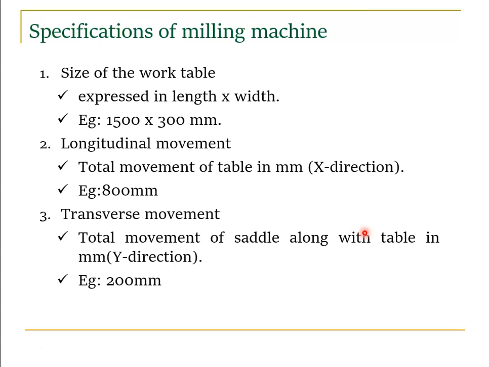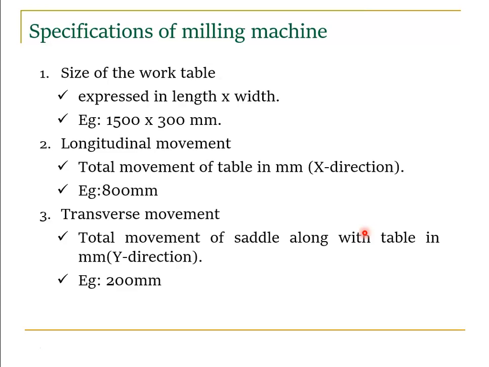Again, what is meant by specification of a milling machine? The specification is nothing but a product catalog. The first one is the work table, the size of the work table. It is expressed in length and width. So how much length and width the table has, so that I can design my workpieces. If I am going to make a massive workpiece, I need a table to hold it. The table size depends on the workpiece sizes. Generally it is expressed in length and width.